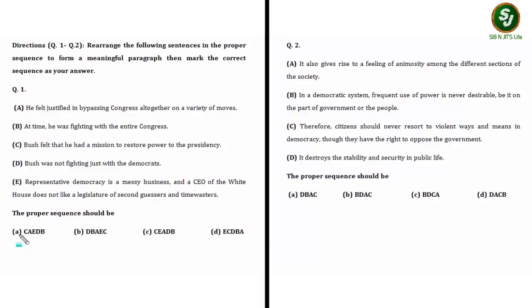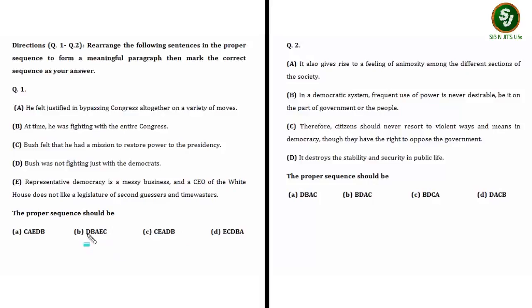Okay, in option A we have C as the first statement. Bush felt that he had a mission to restore power to the presidency. This cannot be the first statement, right? So this option is struck off. We can just simply strike off this and this because here also C is coming. Let's check for this and this option.